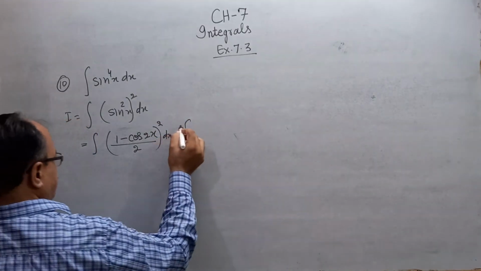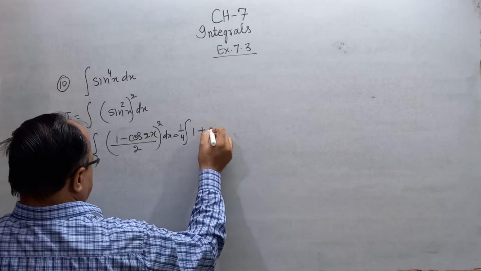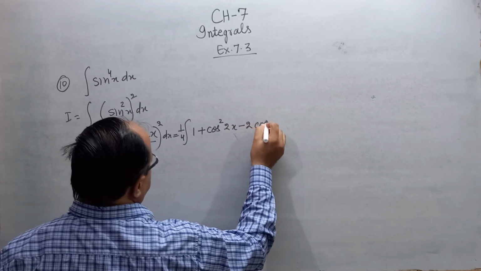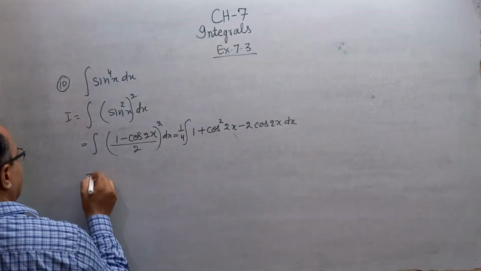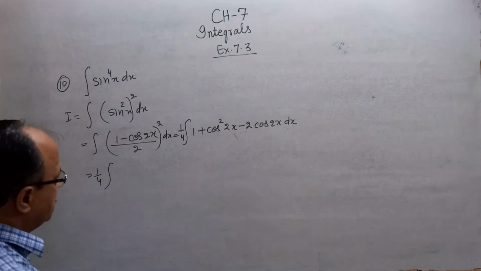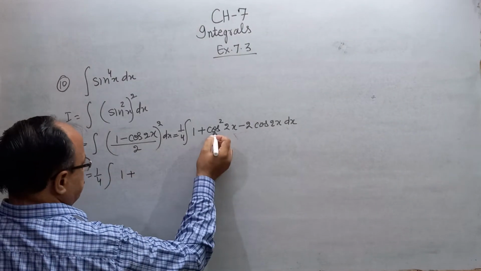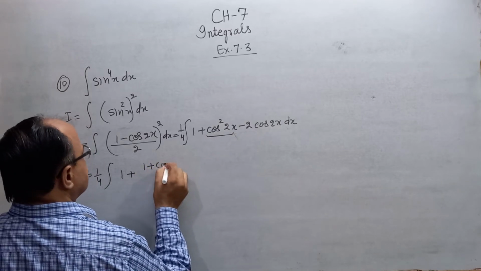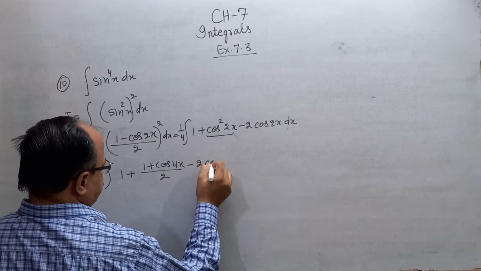And 1 by 4 outside, using (a minus b) whole square: 1 plus cos square 2x minus 2 cos 2x dx. The integration of 1 you can solve, but for cos square 2x put the formula (1 plus cos 4x) by 2, minus 2 cos 2x as it is.